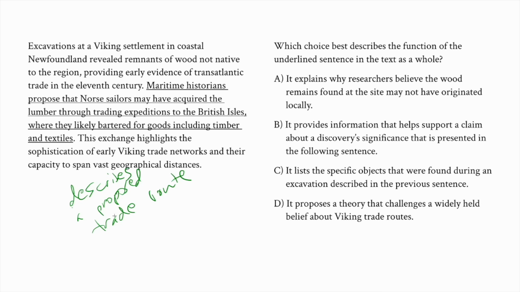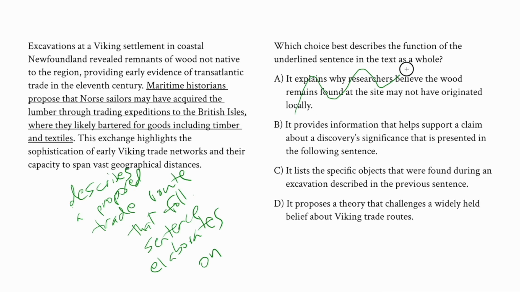Something like that. Describes a proposed trade route that the following sentence elaborates on. And again, in elaborating on it, it is elaborating on what is significant about it. So A, it explains why researchers believe the wood remains found at the site may not have originated locally. No, it doesn't really say anything about what researchers think about the origins of those materials. And I think that's all we need to say about that.